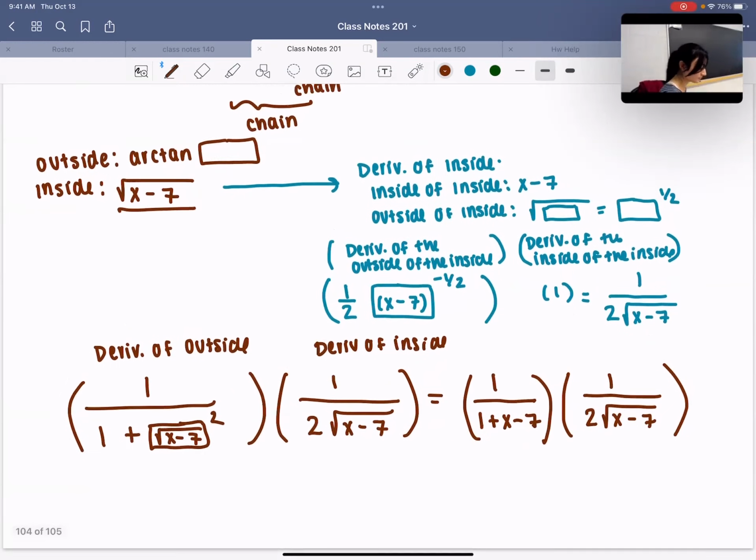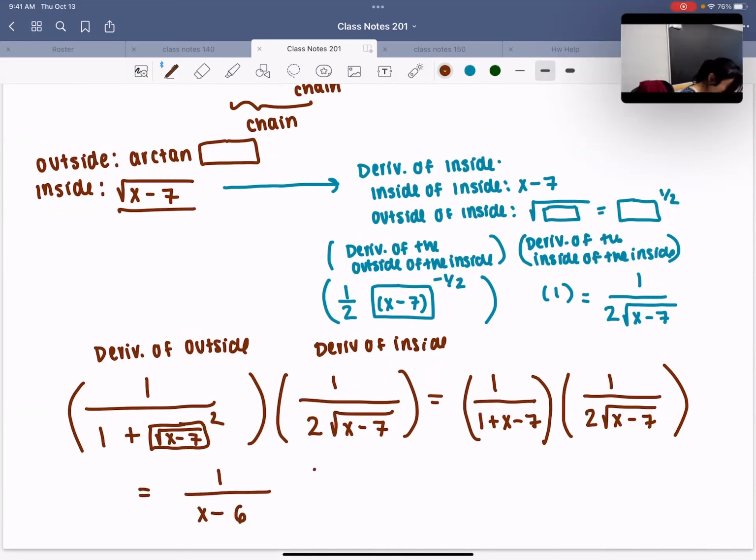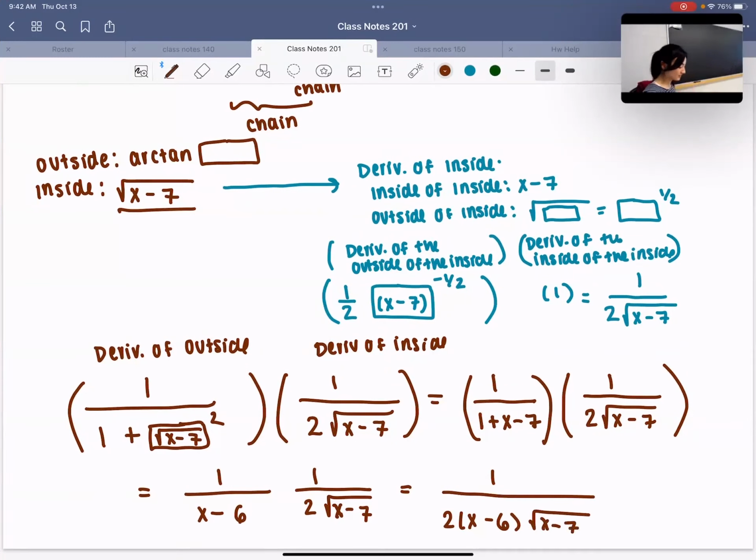Looks like we have 1 minus 7 going on in our first part, so I can add the 1 and 7 to get 1 over x minus 6, good, times 1 over 2 square root of x minus 7. And just to make this look a little bit cleaner, we can combine our two fractions into one to get 1 over 2 times x minus 6 times the square root of x minus 7. Any questions on how I got this example?